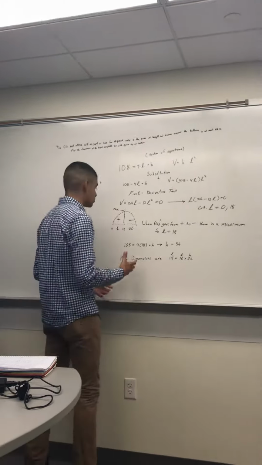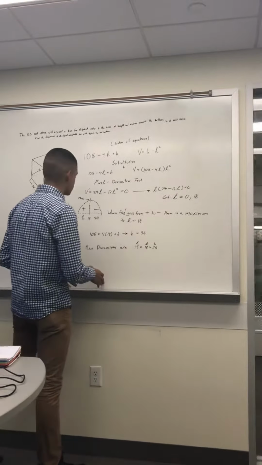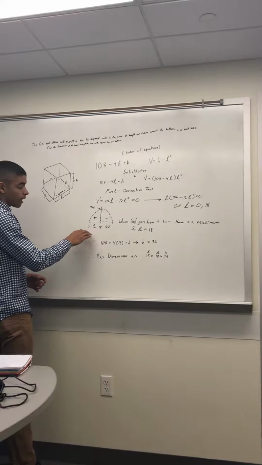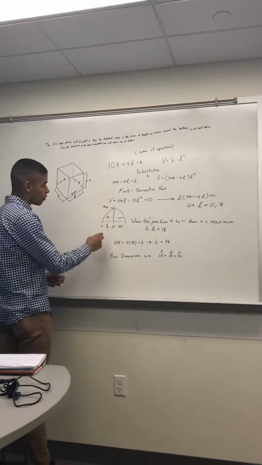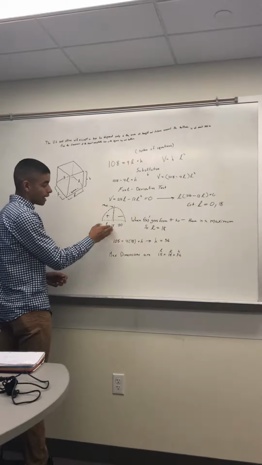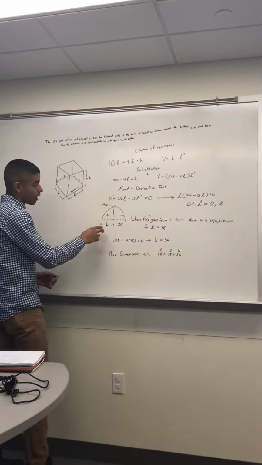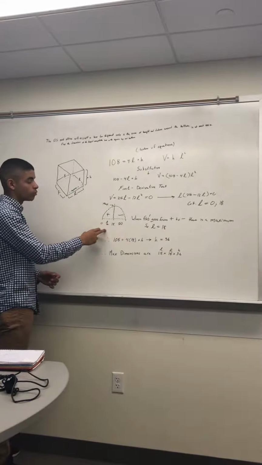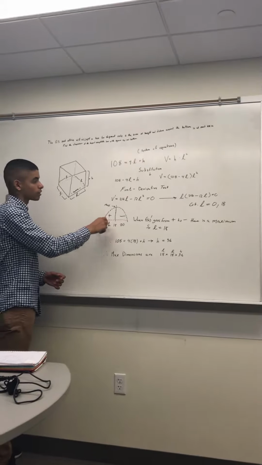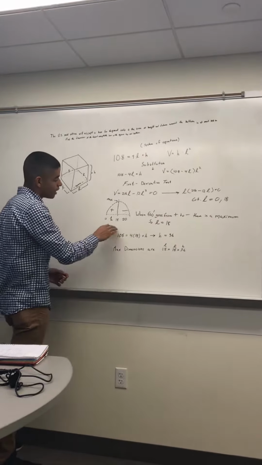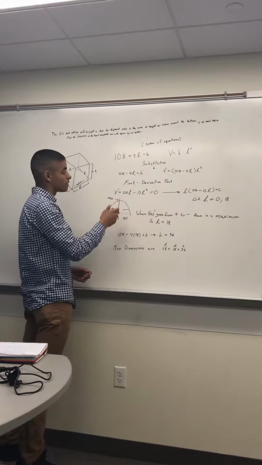But just to prove that 18 will be your maximum, I used a number line to test the values. I used 0, 18, and then onward. I tested a value between 0 and 18 of 1, which gives you a positive value when plugged into your first derivative equation, and then a value of 20, which gives you a negative.